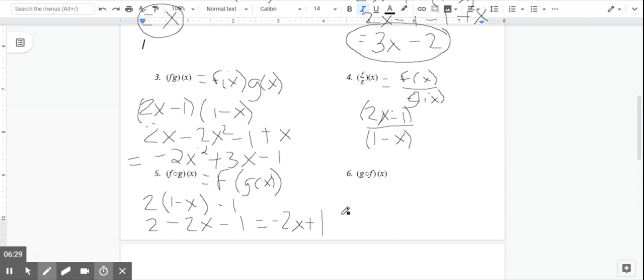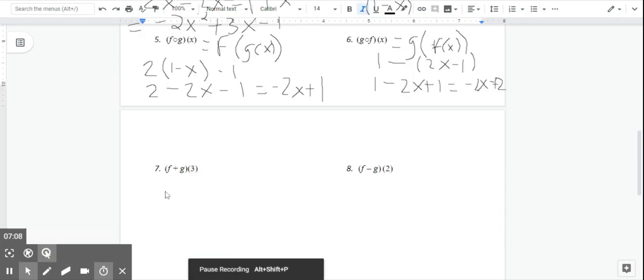We're going to do the opposite for this one. So now we're taking the g function, and anywhere there's an x, we are now going to fill it with the f function. So the g function is 1 minus x. So I'm going to leave a parenthesis, and I fill that parenthesis with f of x, 2x minus 1. Here I distribute the negative, so I get 1 minus 2x plus 1. And so my final answer when I combine like terms is negative 2x plus 2.